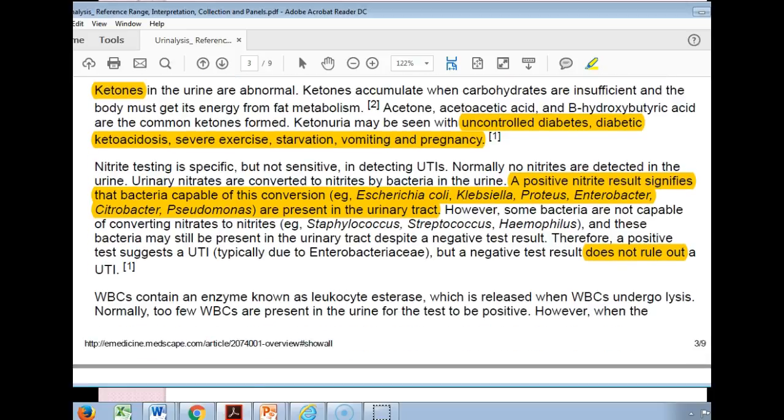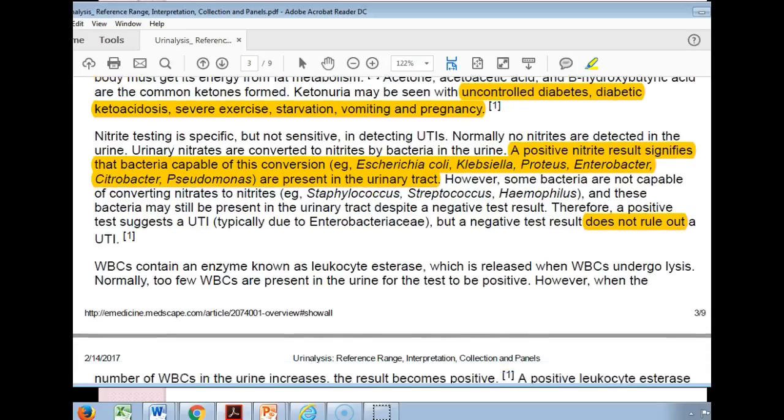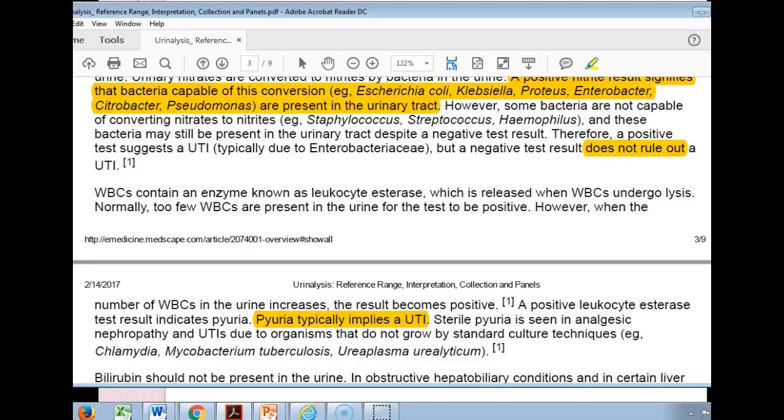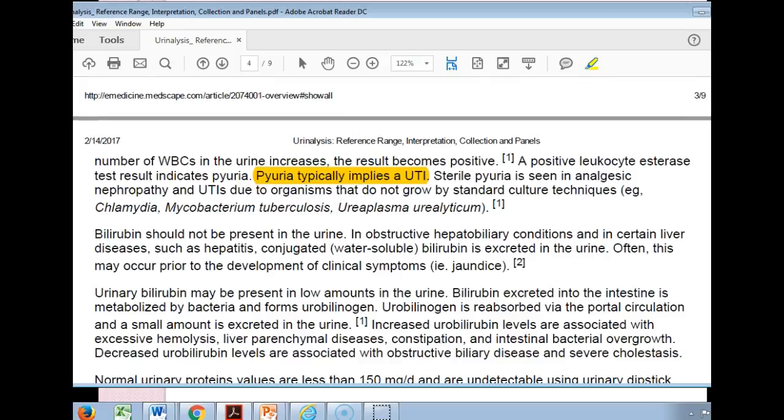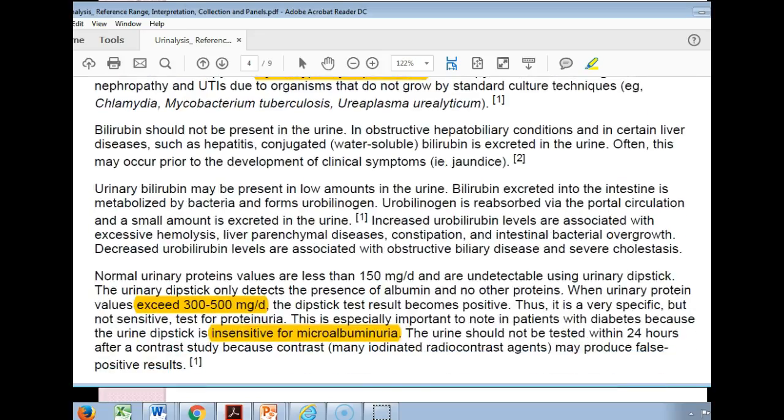We talk about nitrates being a really important indicator of potential infection. They tell us, yep, if they're positive, we probably do have an infection. It's probably E. coli, although there are others. However, if we don't have a positive, it doesn't mean they don't. WBCs, of course, leukocytes in the urine is definitely a sign of infection, although it can be a contaminant as well.